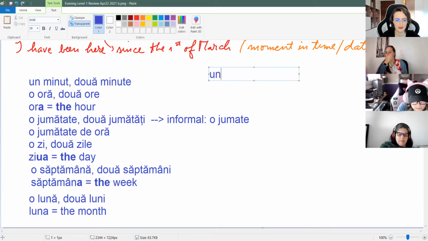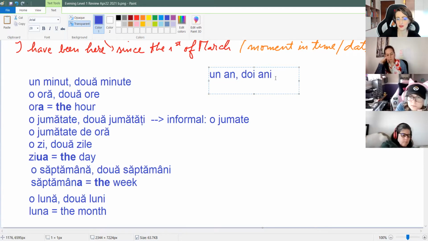Un an. Un an. Yeah, so if it's singular, then it's just an. And doi ani, now you have ani. That's years. Doi ani. Now, how do you say the year? Because you don't have a hat to take off this time. It's a masculine noun. Anul. Exactly. So for most masculine nouns, the definite article is ul. Not for all, but for most of them. Anul.